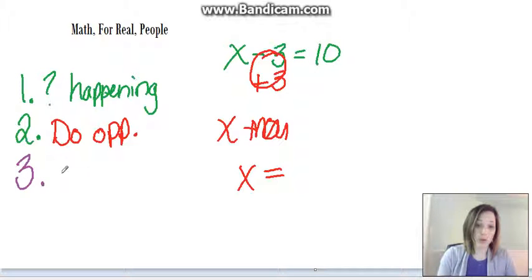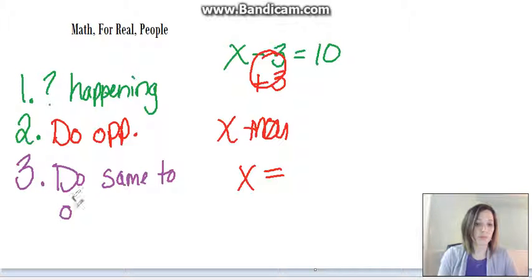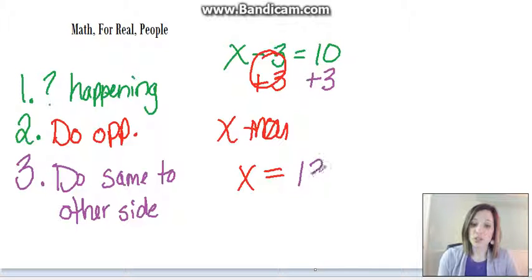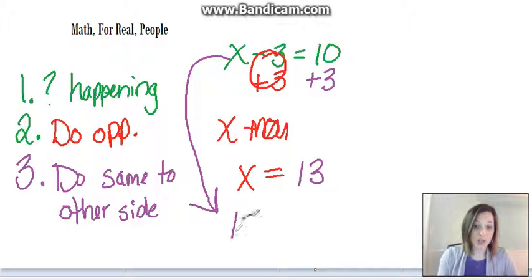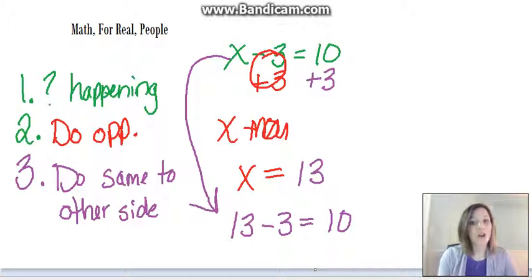So that's step 3. My beautiful handwriting. So we add 3 to this side, and we get x equals 13. And then remember, you can check this by plugging in for x. So we got 13 for x, so we plug in 13 minus 3. Is that equal to 10? Yes, it is. So 13 minus 3 equals 10.